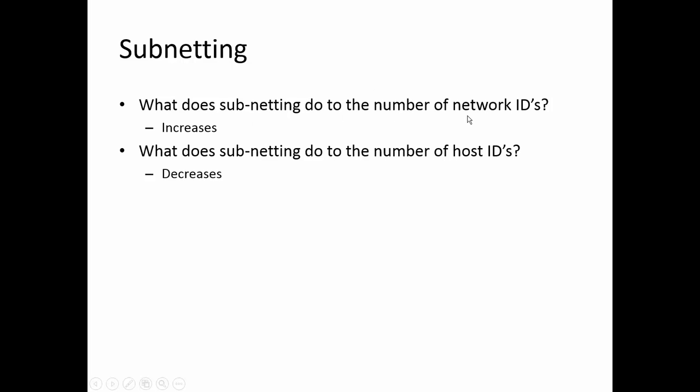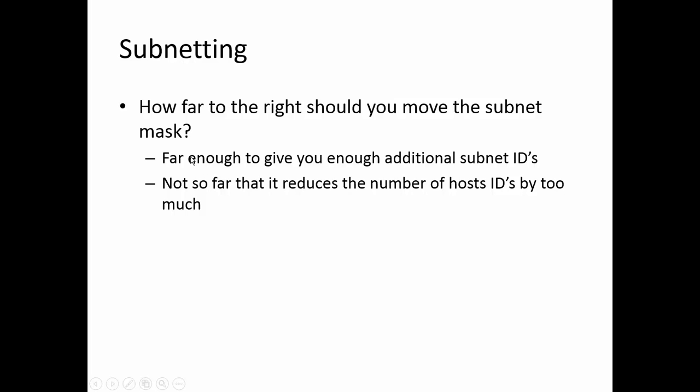Calculating the new subnet mask. What does subnetting do to the number of network IDs? It increases the number of network IDs. And what does it do to the number of host IDs? Well, it decreases the number of host IDs, and it can decrease them by a lot. So the question is, how far to the right should you move the subnet mask? And the answer is far enough to give you enough additional subnet IDs, but not so far that it reduces the number of host IDs by too much.